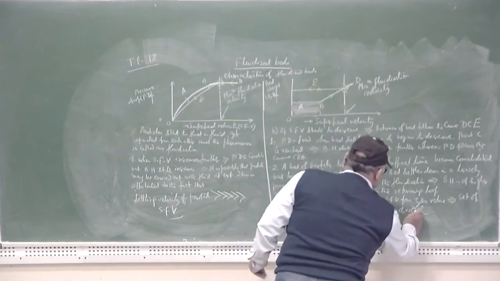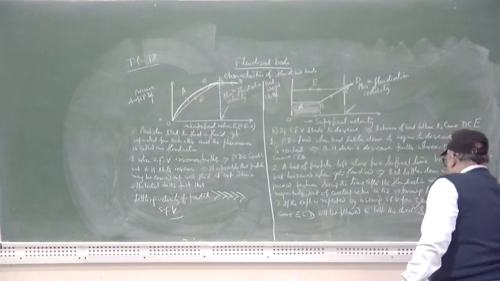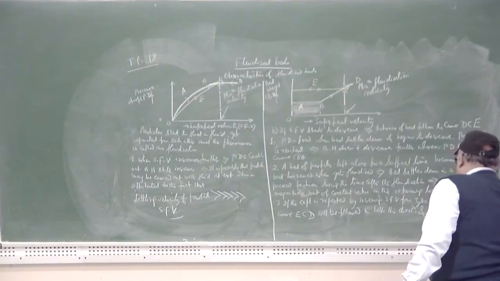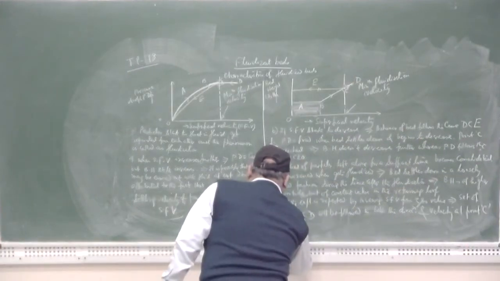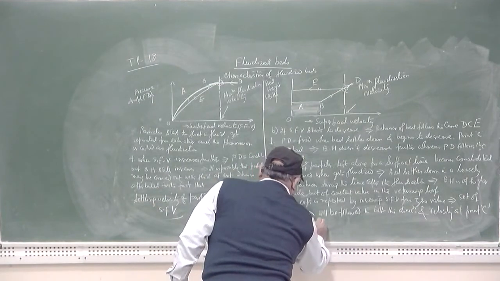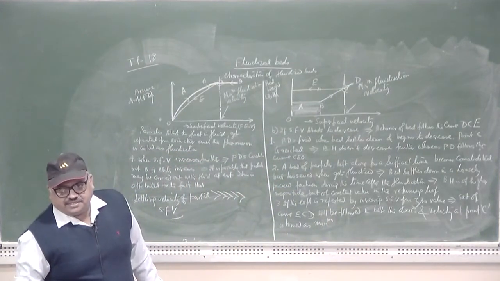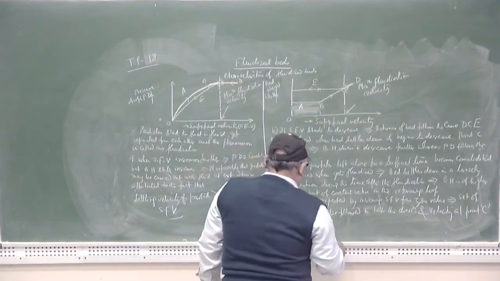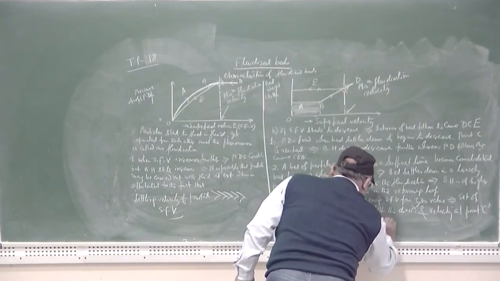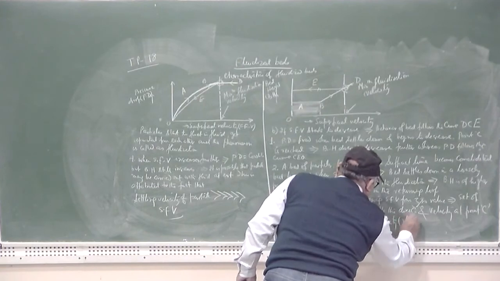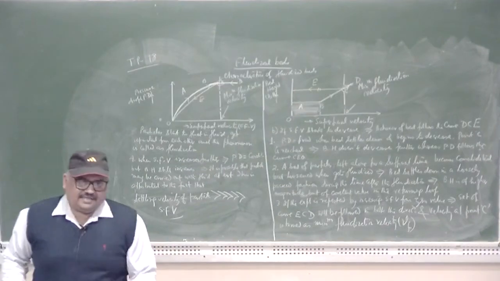And the velocity at point C is termed as minimum fluidization velocity, abbreviated by the letter Vf. This is represented by letter Vf. Okay, so our next task is how to calculate this Vf.